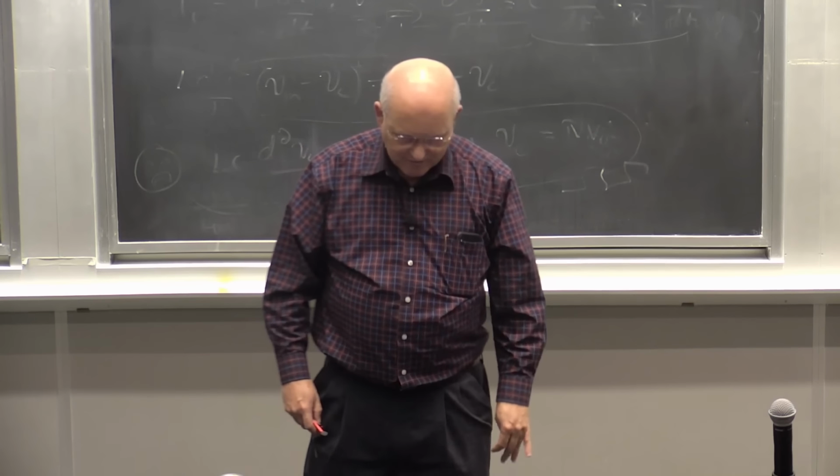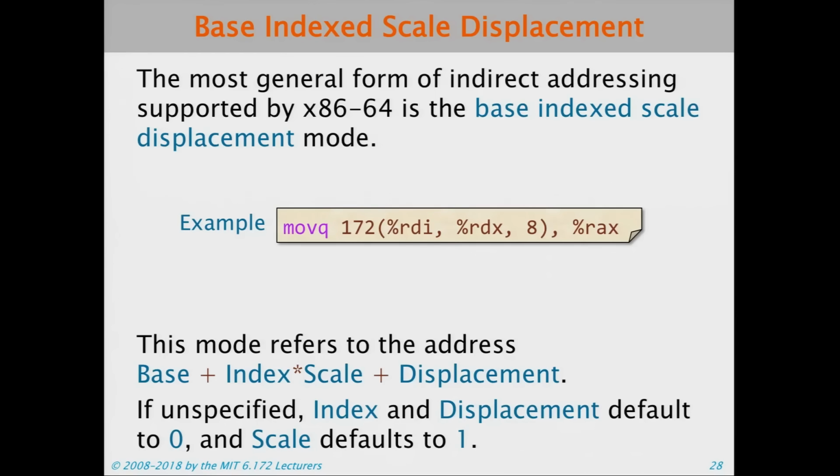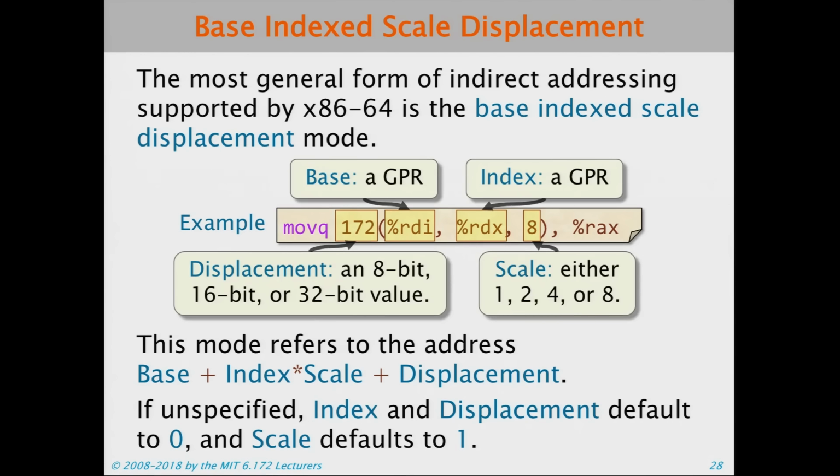Now, the most general form is base index scale displacement addressing. Wow. Okay. This is a move that has a constant plus 3 terms. This is the most complicated instruction that is supported. The mode refers to the address, whatever the base is. So the base is a general purpose register, in this case RDI.